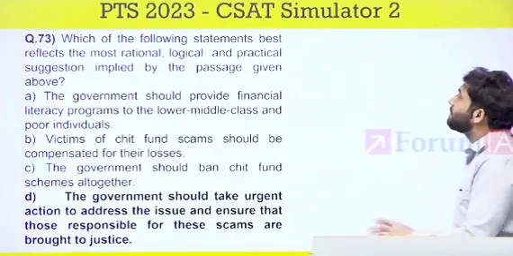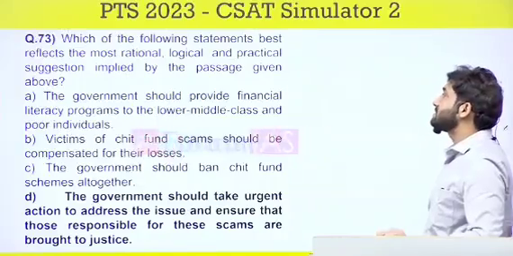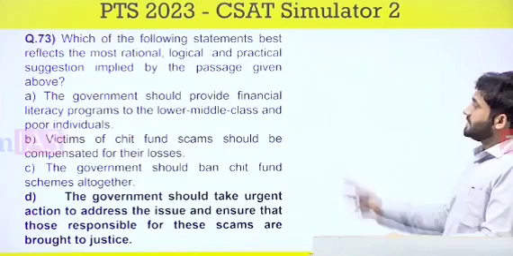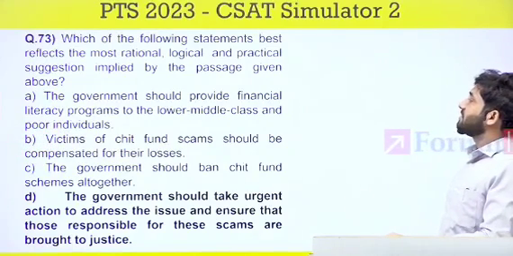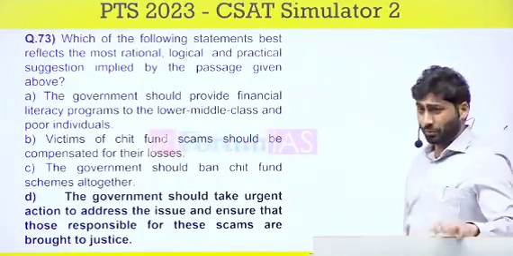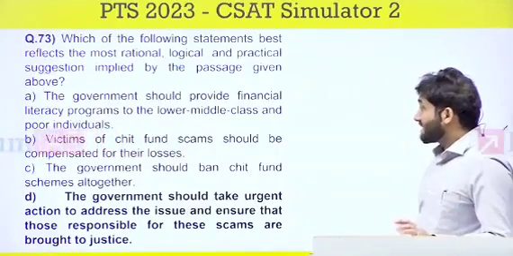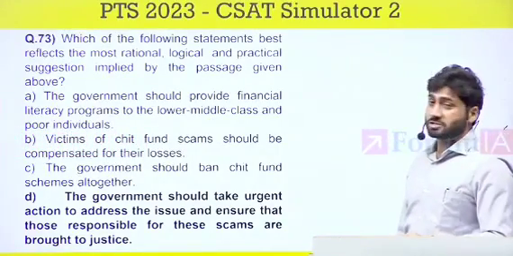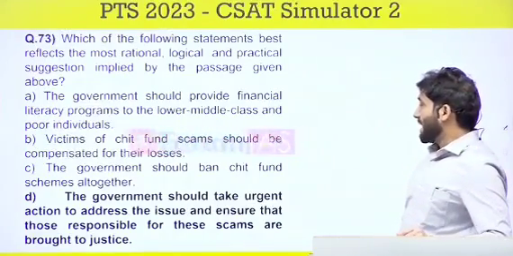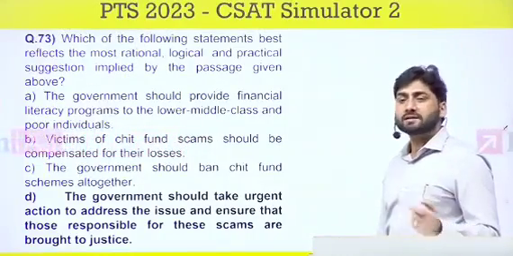Which of the following statements best reflects the most rational, logical, and practical suggestion implied by the passage given above? So, the most rational and logical suggestion. Let's see the options. The government should provide financial literacy programs to lower middle class and poor individuals. That has not been a point of discussion in the passage. Victims of chit fund scams should be compensated for their losses. That is also not being discussed as a remedy. The government should ban chit fund schemes altogether. A knee-jerk reaction. This is also not being discussed.